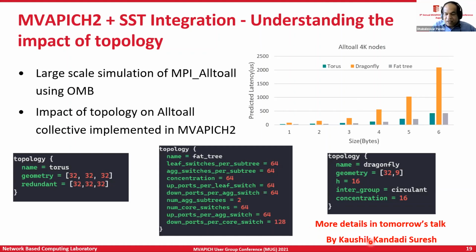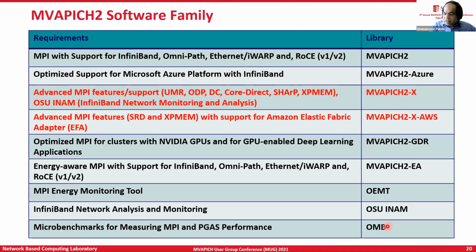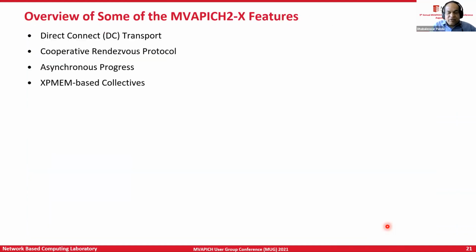So tomorrow, again, there is a short presentation by Kausik, who will be going more into this aspect. Then going to the next library, which is MVAPICH2-X. Here we have a lot of additional features. Over the last few years, we have added direct connect transport, cooperative rendezvous protocol, asynchronous progress, and XVM mesh clustering. So let me try to touch base on these.